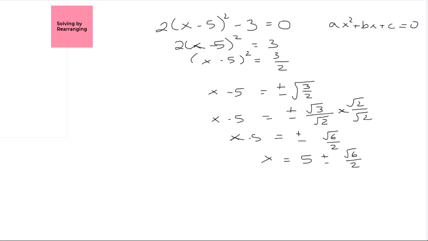If I was to draw this out, this is a parabola with vertex (5, negative 3) down here, and it opens upwards. We can tell because of the positive a value. And so what we've just found are the two x-intercepts. And I was able to do it without expanding this bracket. So that's solving by rearranging.